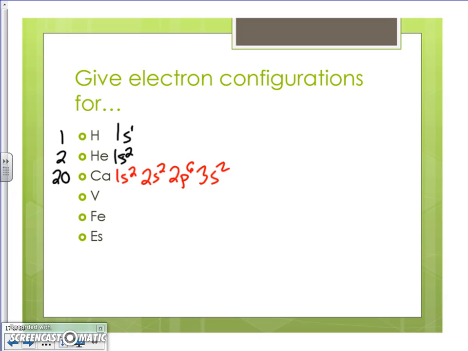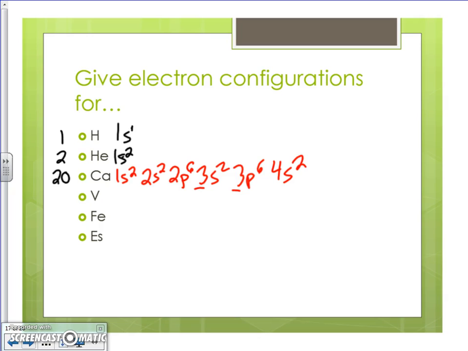It's full. Gotta keep following my orbital. 3p6. Okay, it's full. Still not to 20 though. And this is where your Bohr model kind of messed up. Calcium actually puts 2 electrons in the 4s2 first, before it would actually start filling the rest of the 3d orbital. So this is where our diagonal rule helps us.